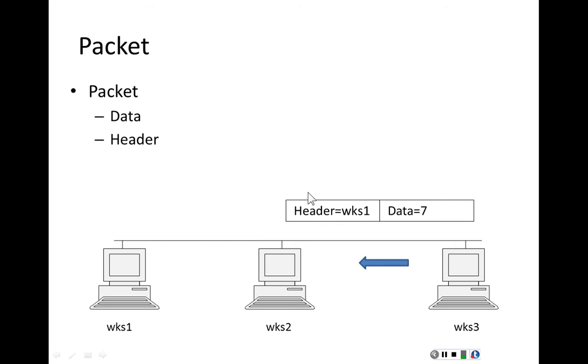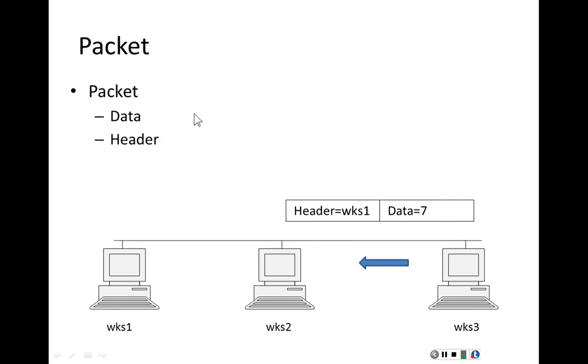And the answer is the header. The header is a part of the packet that shows who the packet is going to. So when Workstation 3 is sending a packet to Workstation 1, the packet might hit Workstation 2, but Workstation 2 reads the packet header and sees it is not for Workstation 2, so it ignores it. When the packet hits Workstation 1, it reads the header, sees that the message is for Workstation 1, and then it receives the data, which is the number 7, into its memory. That is a packet. It's made up of data and a header.